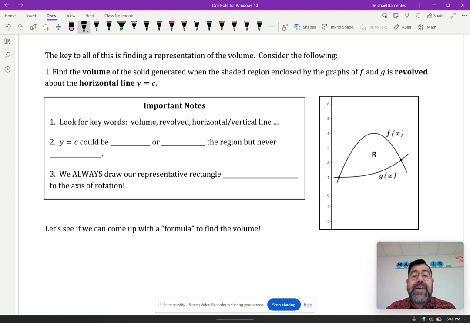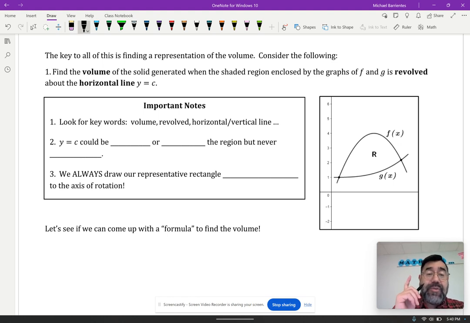Remember that we're finding the volume, and everything's going to be revolved around either a horizontal axis or a vertical axis. There's no revolving around a slant axis. So let's always look for keywords. Are we finding the volume? Is it being revolved? Is it a horizontal or is it a vertical line?